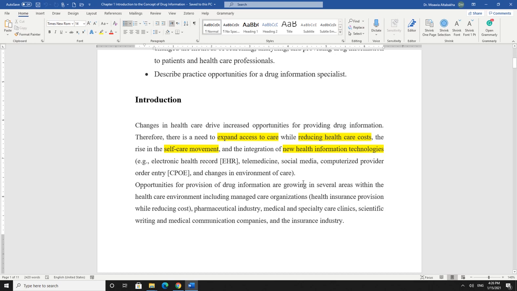So what I mean to say is that the information technologies have changed a lot the way we provide the information, the way that we prescribe the medication to the patients, and the way the pharmacist receives the prescription.